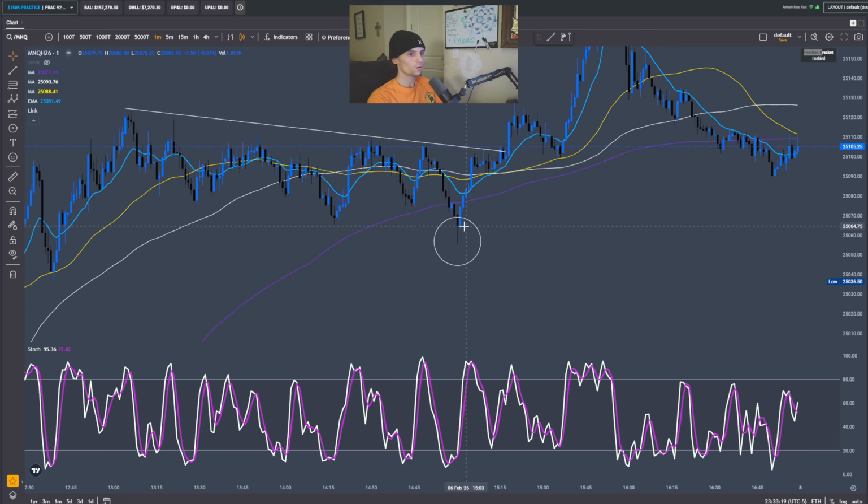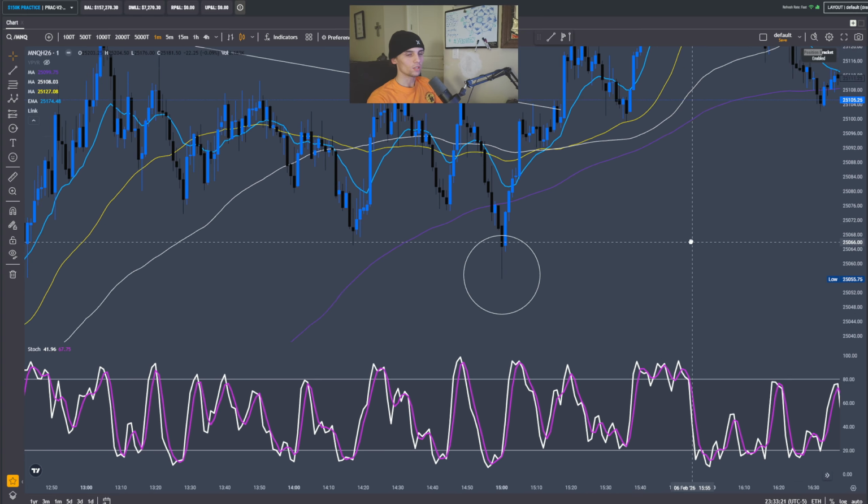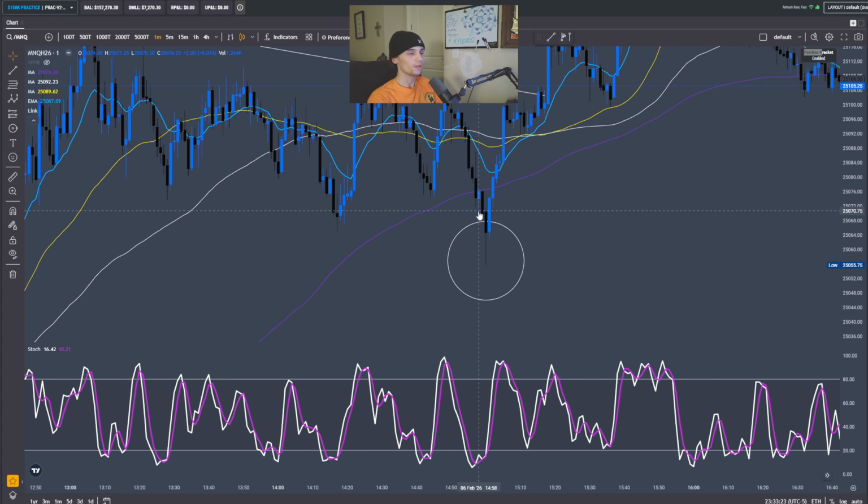Also, just because the stochastic goes to an extreme doesn't mean the price is going to reverse to the opposite direction. So right here where I have circled, as you can see at the low, we actually have a divergence on the price and the stochastic. At this low right here, if you follow my dotted line up, the stochastic is at 6, and price is right here. The price dips a little bit lower and goes even lower, but the stochastic is actually going up.